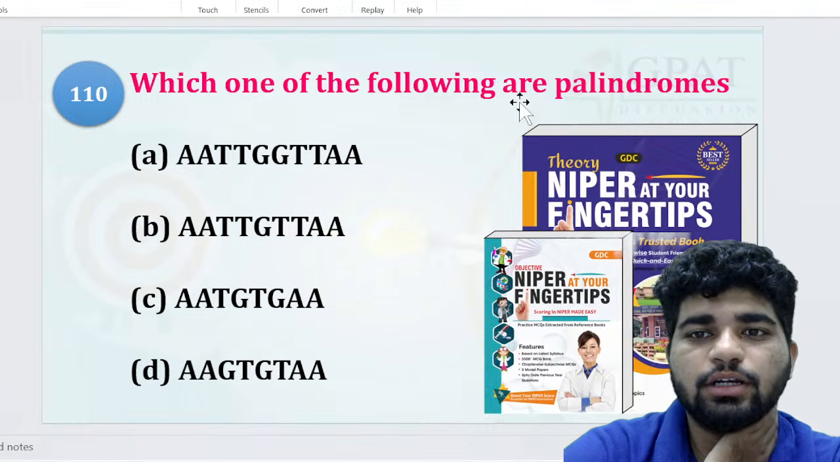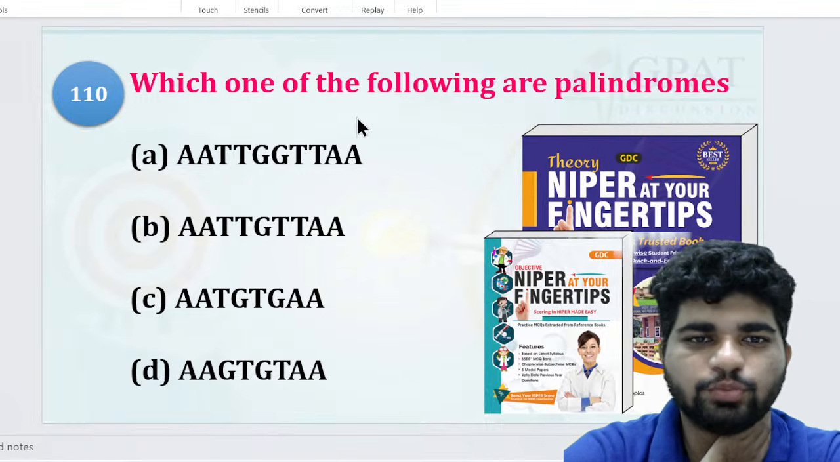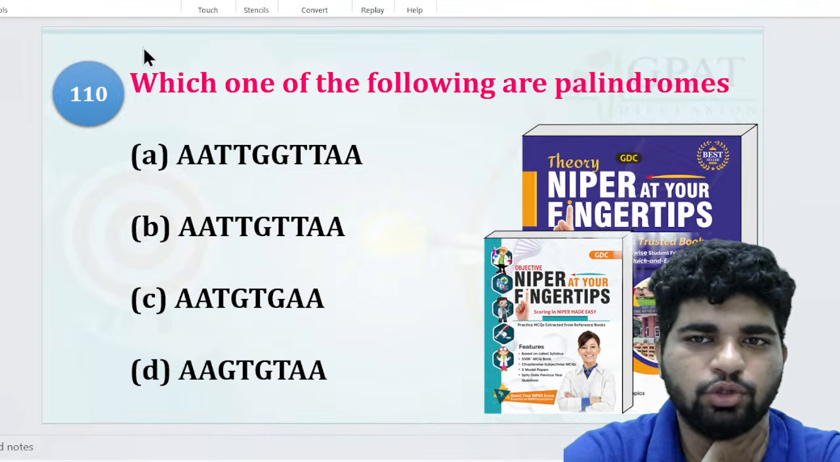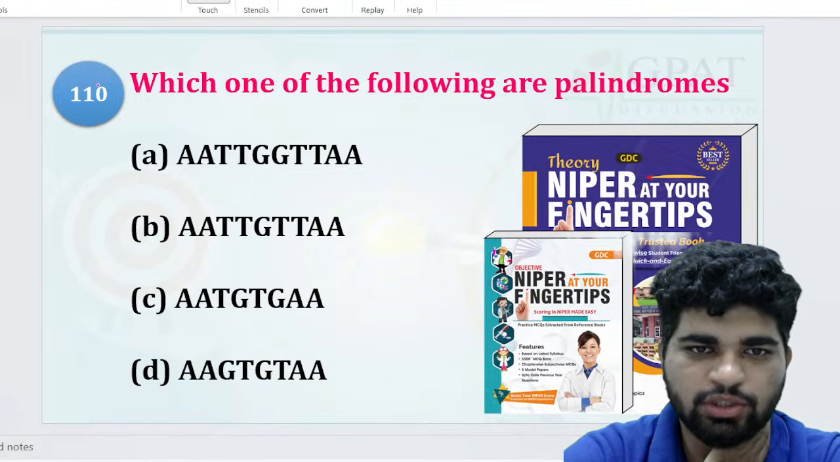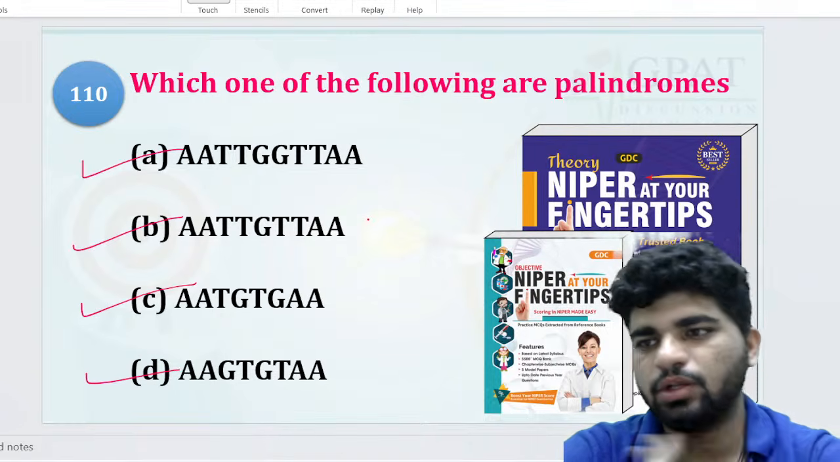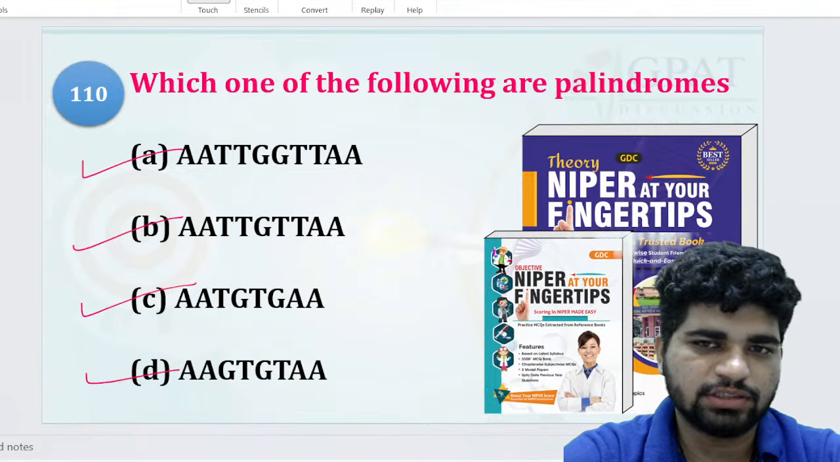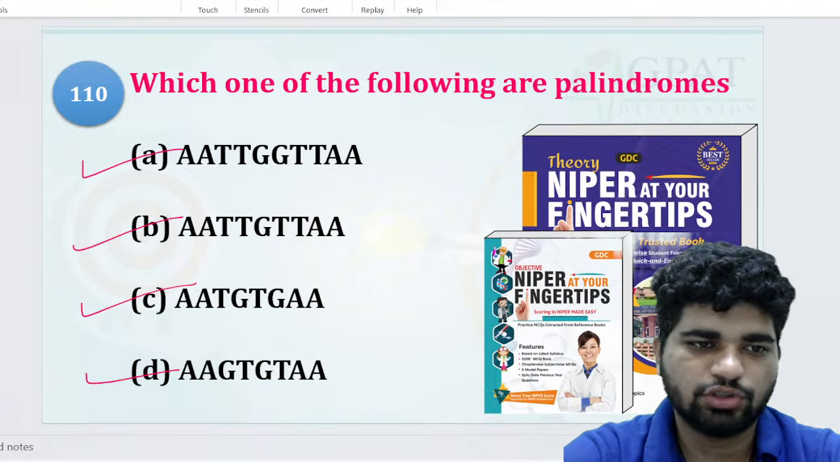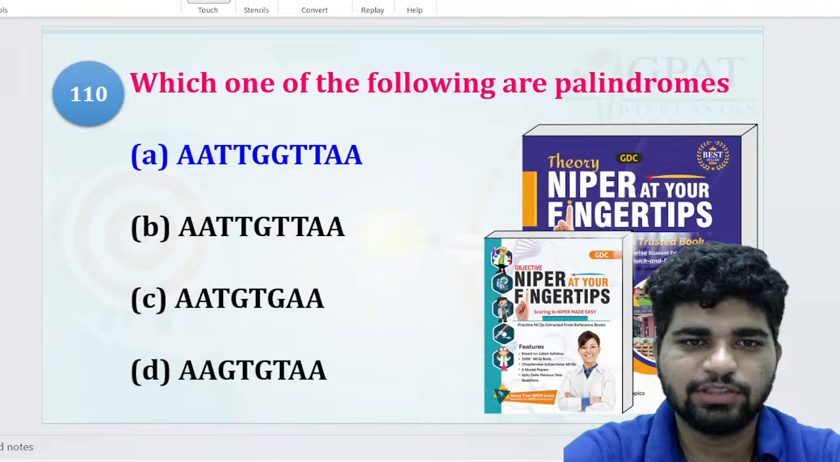Now, which of the following is palindromes? I don't know about this one, palindromes, to be honest. This one, this one, this one, or this one. Do you know what that is? Even I don't know what this one is. Palindromes. So sorry for that one. And answer would be here as A.